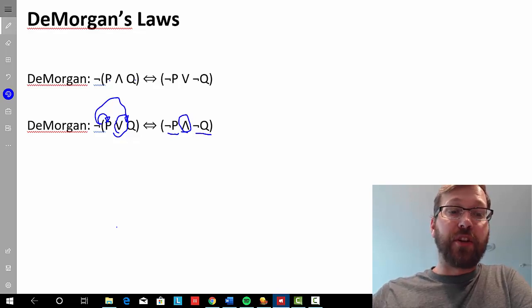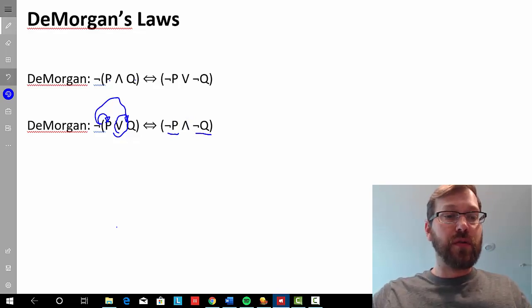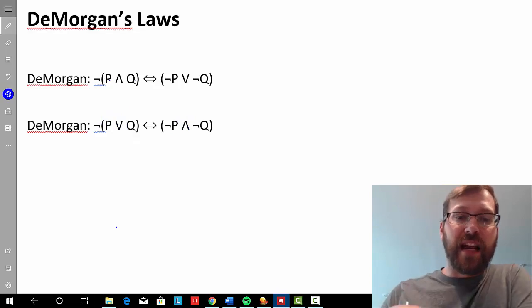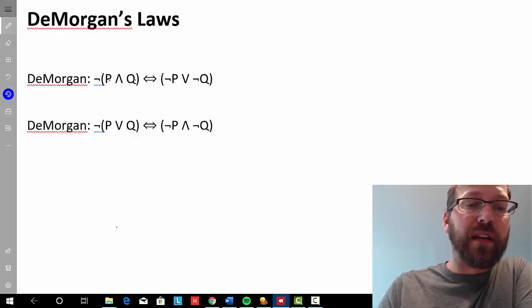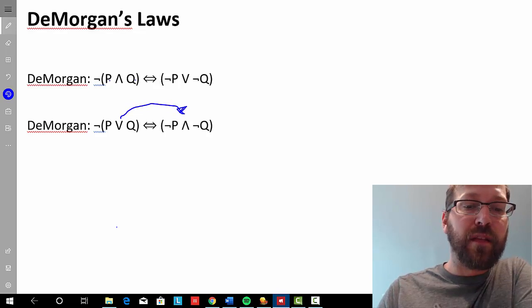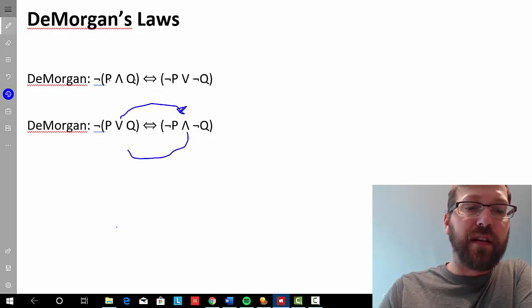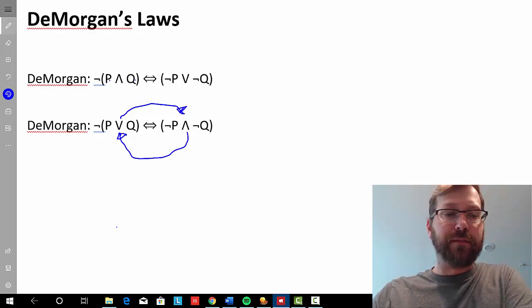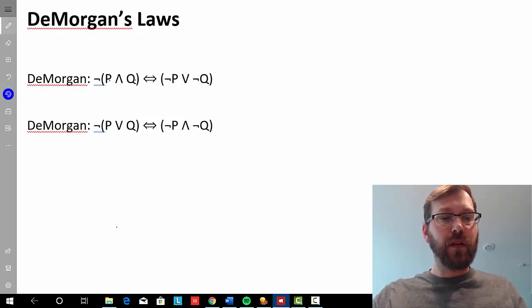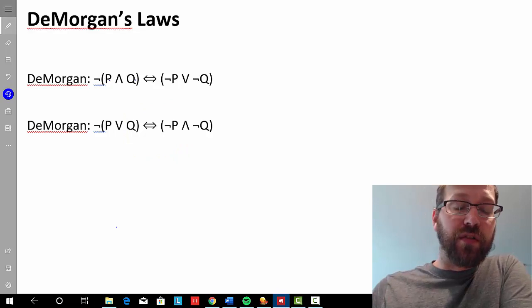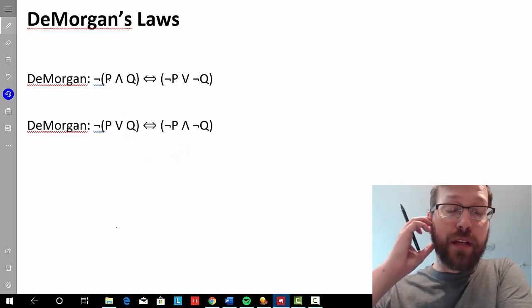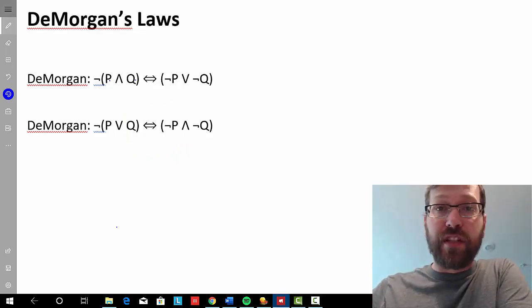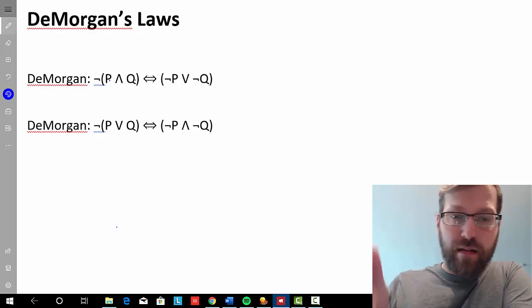So it's a good inference to move back and forth between sentences that take on these patterns. Whether we're making the inference from here to here, or from here to here, it'll be a truth-preserving or valid inference. And we can show that these are logically equivalent by using the truth table just in the same way that we did last time.